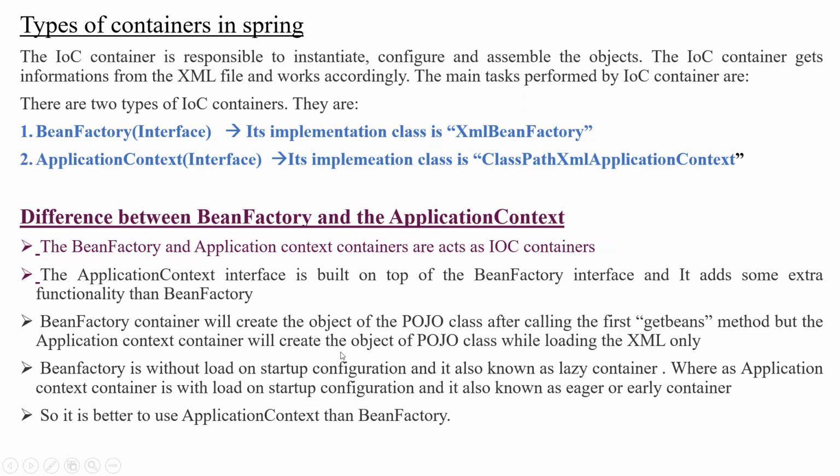The ApplicationContext container will create an object of the POJO class while loading the XML file itself. Guys, BeanFactory is without load on startup configuration and is known as a lazy container, whereas the ApplicationContext container is with the load on startup configuration and is known as an eager or early container. So it is better to use ApplicationContext than BeanFactory.